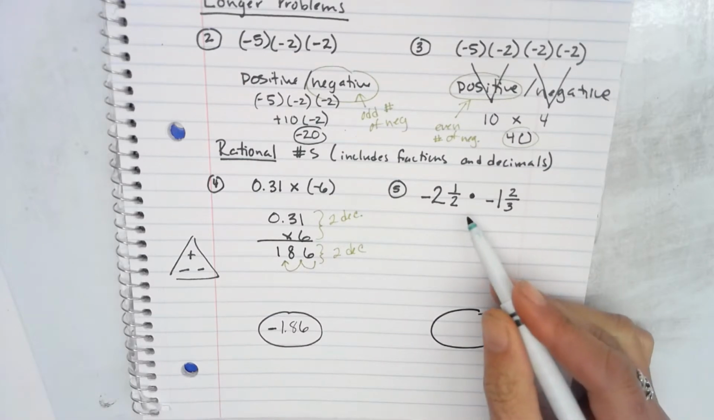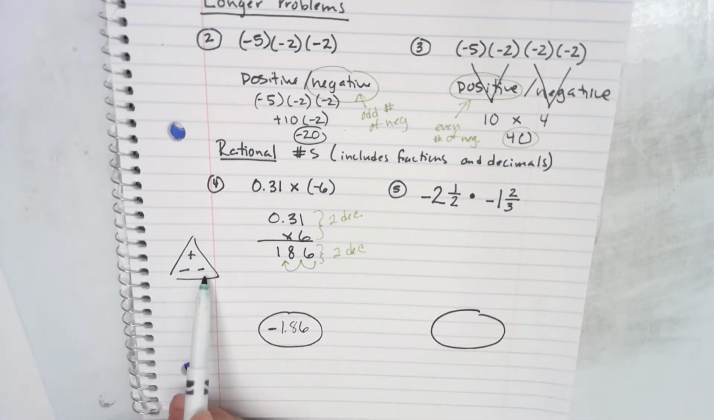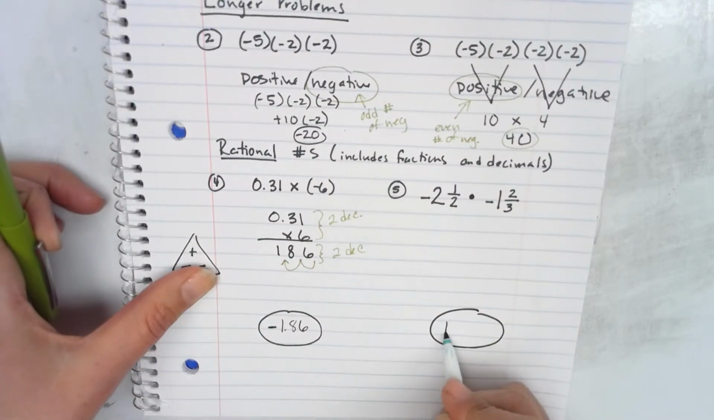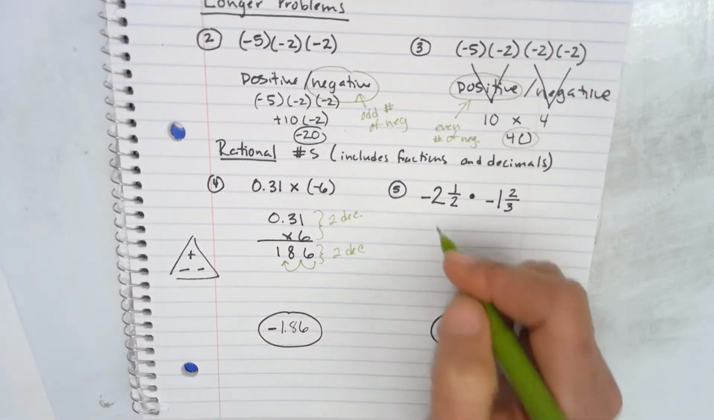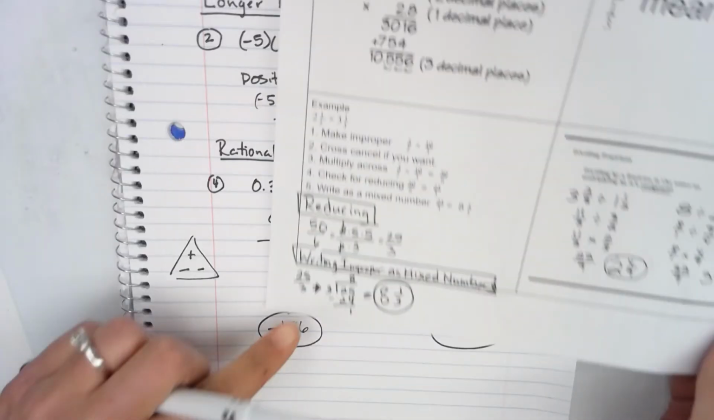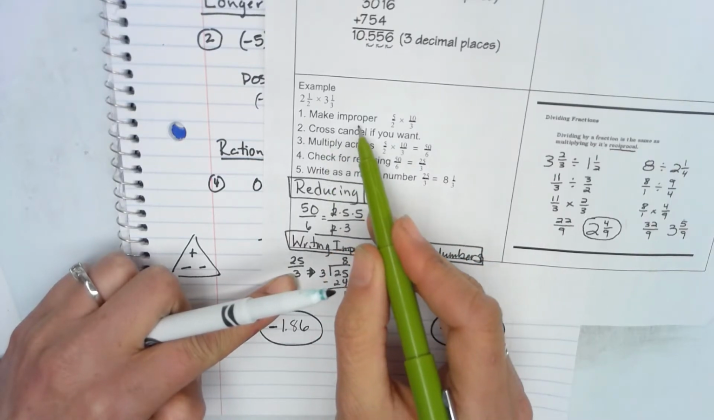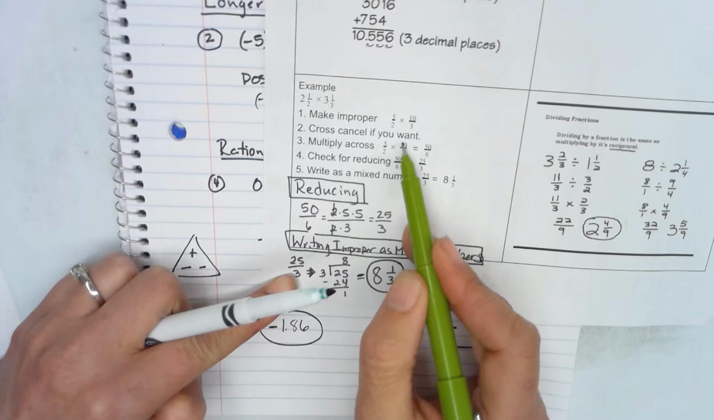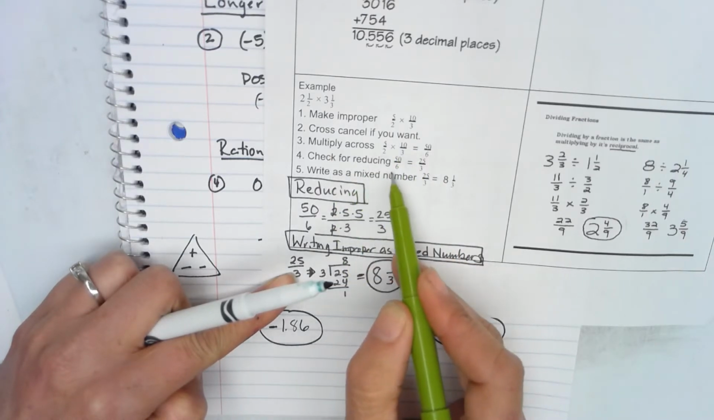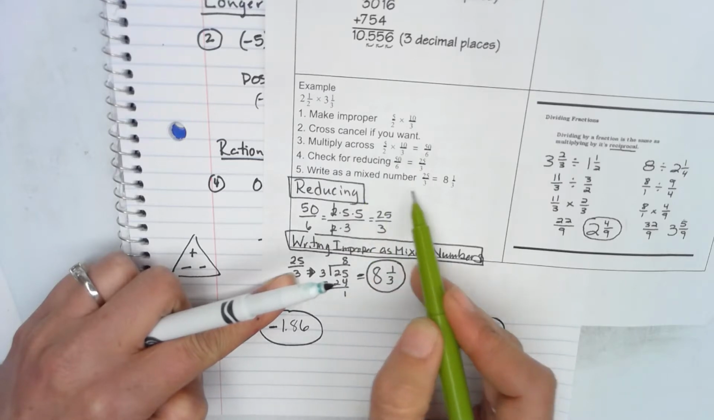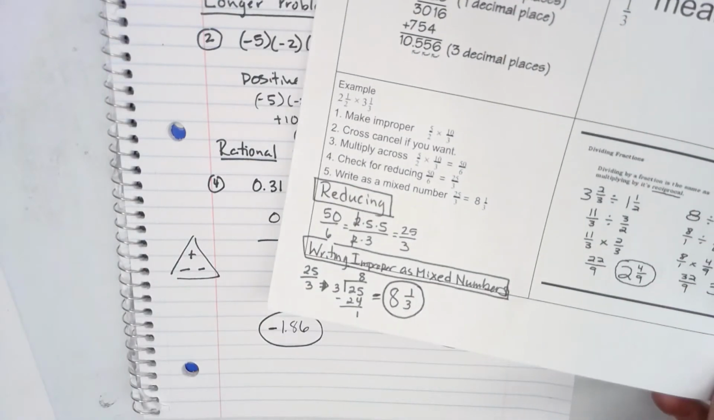Let me go ahead and do the multiplication one right now. I have a negative and a negative. When I have 2 negatives, my answer on multiplication is always a positive. In order to multiply fractions, I'm going to need to follow this long process that's reviewed on your key concept notes. You would need to make them improper. You would need to check for cross-canceling if you like to do that. You would need to multiply straight across. You would need to check for reducing, and then you need to write your answer back as a mixed number. It's a lot of steps. It's understandable that it's tough for a lot of kids.